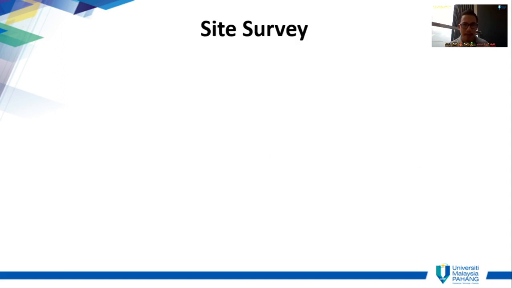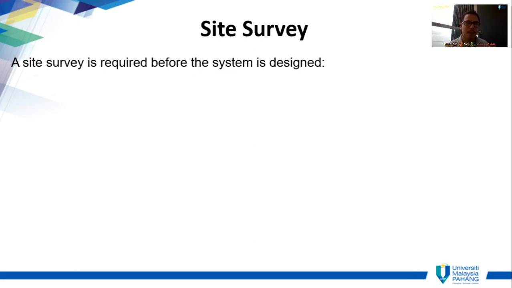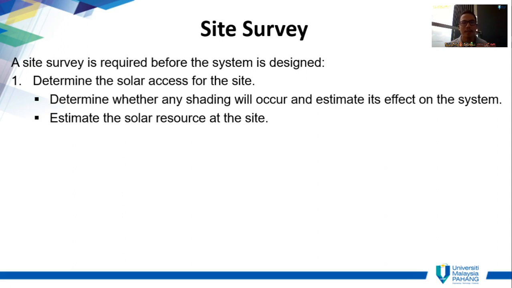Before you plan or install the grid-connected PV system in your place, there's a critical part that you must do in the first place, which is the site survey. The words site and survey mean you're surveying the site for several things. The first thing is to determine solar access for the site. Solar access means the amount of sunlight, or in proper words, solar irradiance.